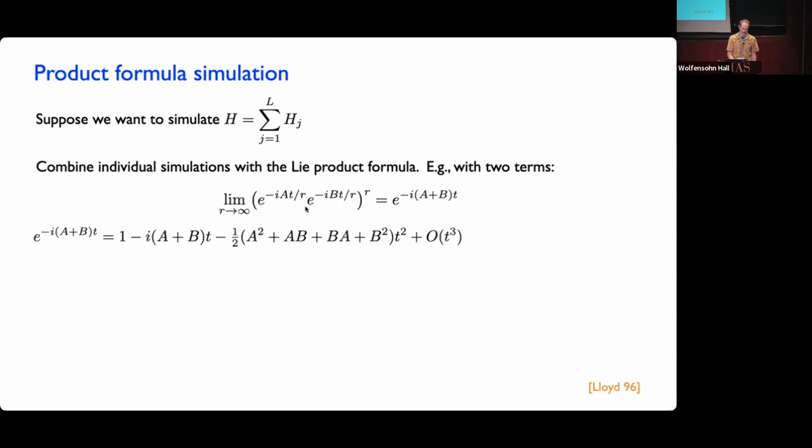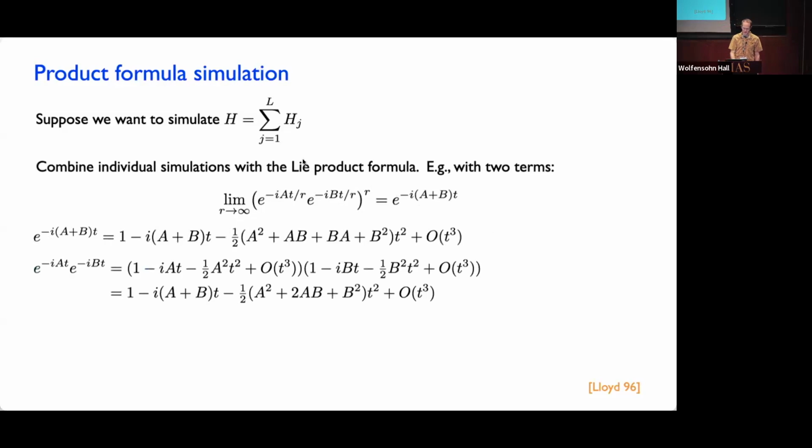Basically, you can just Taylor expand. So in this case where we have two terms, if you Taylor expand the ideal expression, this is the Taylor series expansion. And if you Taylor expand the left-hand side for r equals 1, we're going to imagine that t is a small quantity. So we could think about this t being this t over r. So let's Taylor expand this expression.